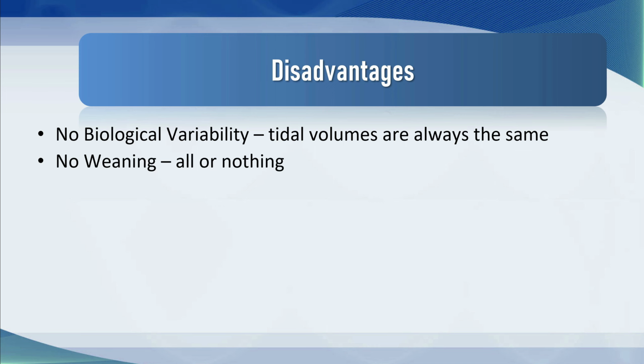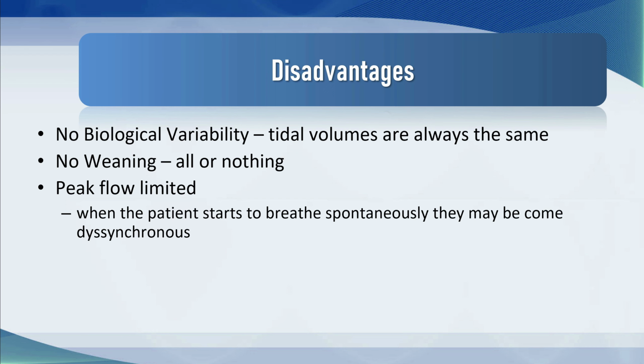The second problem is that there is no weaning in this mode. It's all or nothing. So either the patient is fully ventilated or they're hyperventilating. There is nothing in between. And you can reduce the number of control breaths, but once the patient starts to breathe up, they'll just keep on getting the same tidal volume regardless of the number of breaths, and they could take 30 breaths per minute at 500 mils, which will deliver a minute ventilation of 15 liters, which is pretty much excessive for the vast majority of patients. The next issue is that the peak flow is limited.